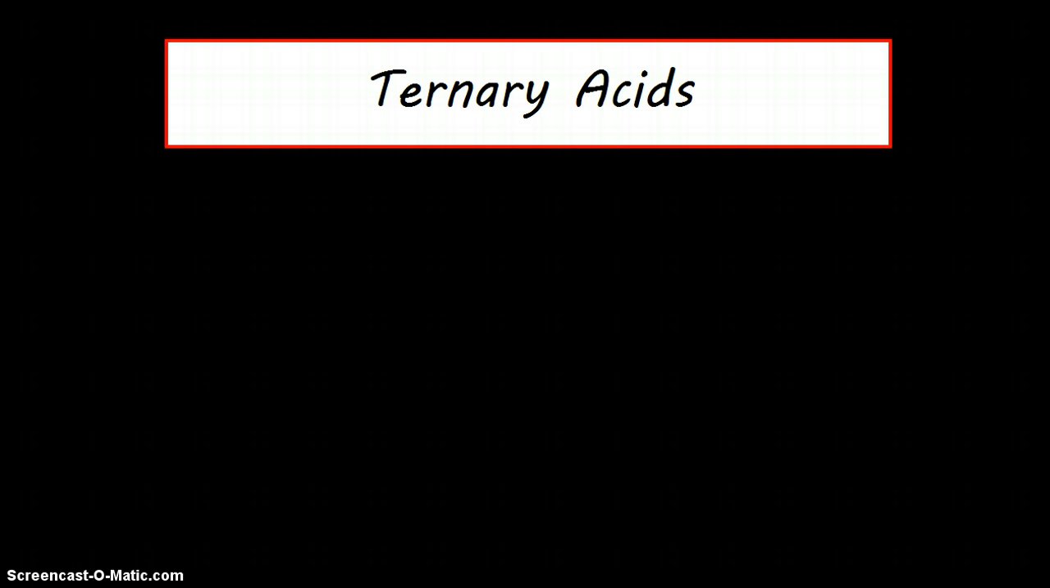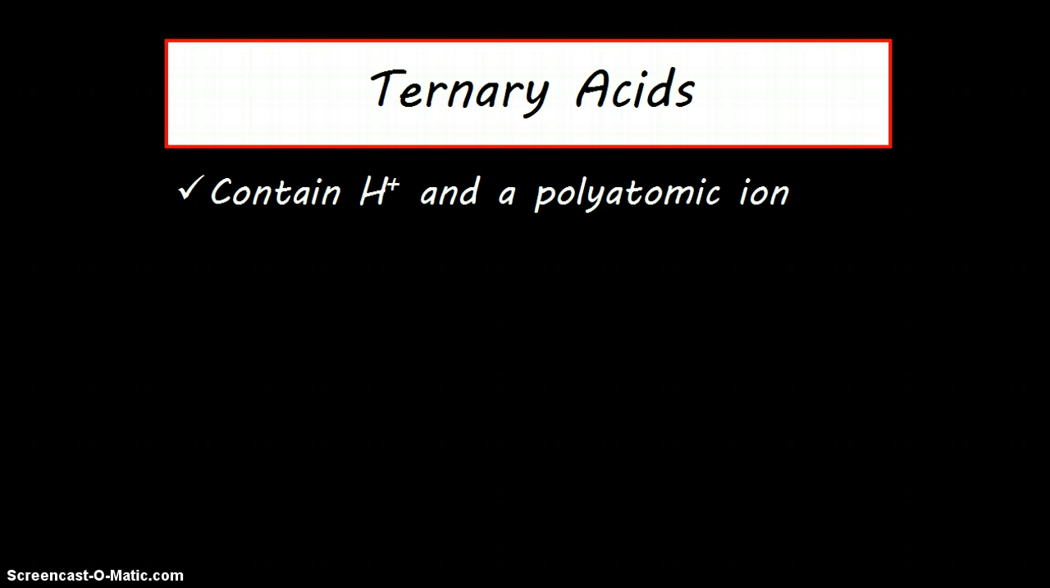The other type of acid that we can have is a ternary acid, and it's basically the same idea, except hydrogen is no longer paired up with somebody off the periodic table, but rather one of your polyatomic ions. For example, chlorate or chlorite, or nitrate or nitrite.